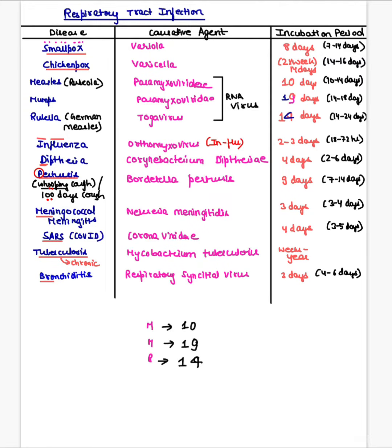Now coming to diphtheria. Diphtheria, D is the 4th letter, hence it is 4 days, and it is caused by Corynebacterium diphtheriae. Again very important, it shows the presence of metachromatic granules.